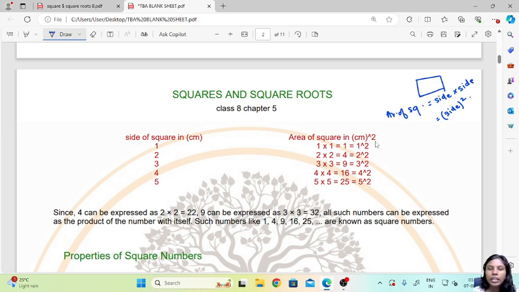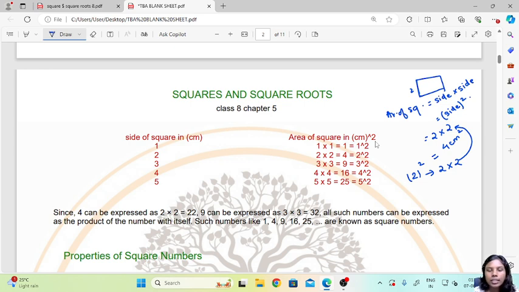Say here I take 2, so one side of the square is 2. In that case I'll do 2 into 2, so the area of the square is 4 centimeter square, or else I can write this as 2 raised to the power of 2. This basically means I have to multiply 2 twice, which is the same as this. Therefore, like this, if we go on, we get the squares.